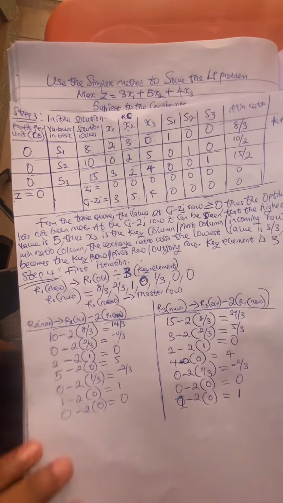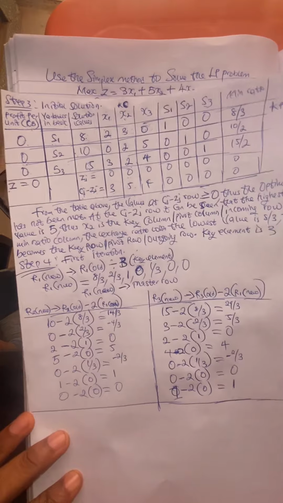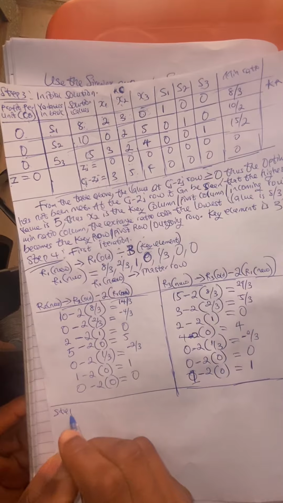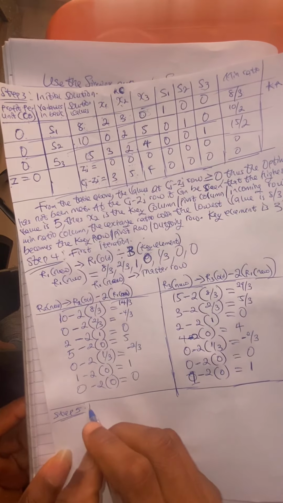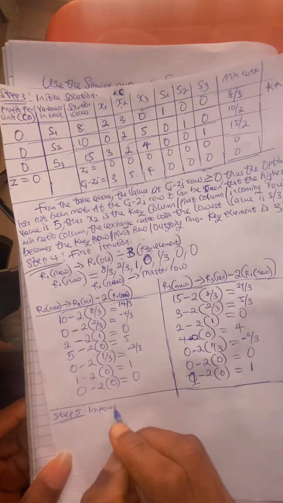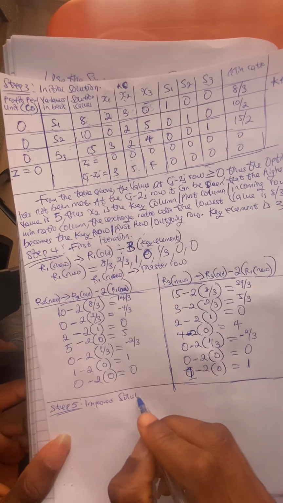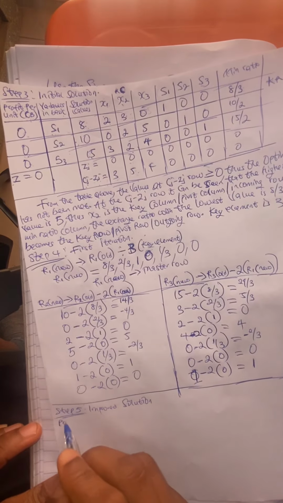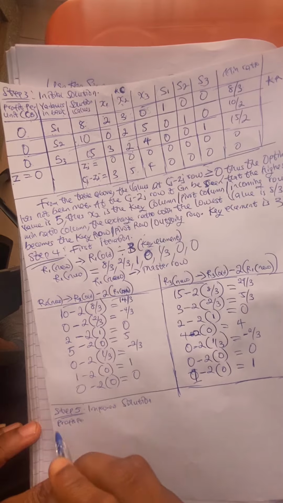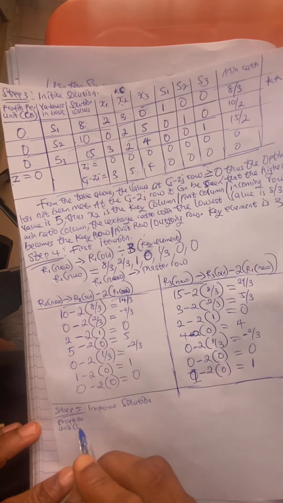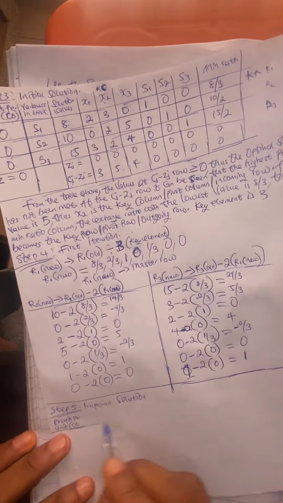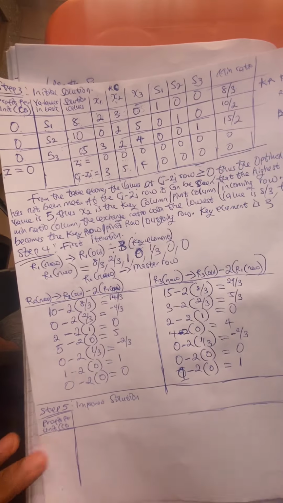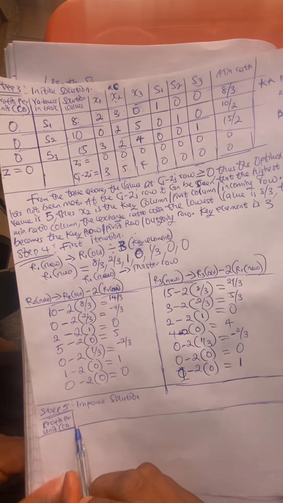These are the values you get. So having done this, you now go for your improved solution, right? Which is your step 5, improved solution. Okay. So you bring down the same table. So first of all, you say profit per unit, which is your CB column, right? Let's do a straight line for that. Let's bring this down.